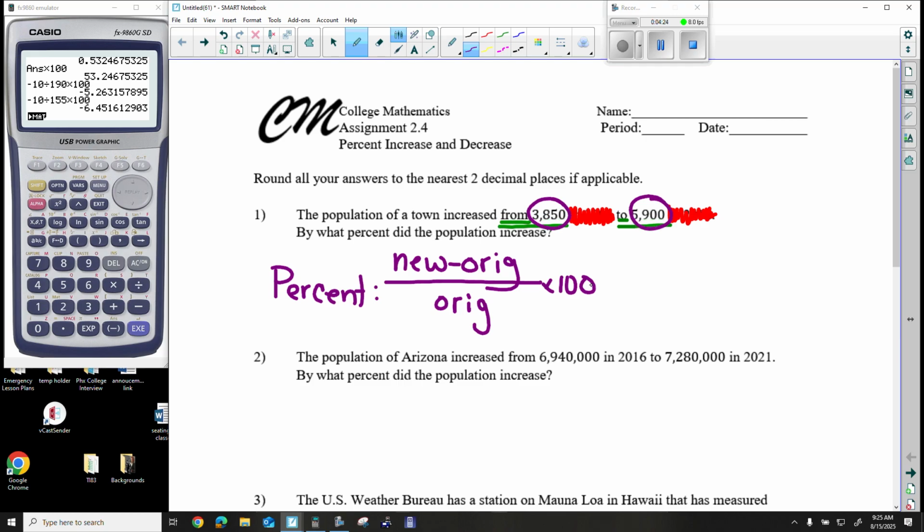So if it went from 3,850, that would be the original value. And if it goes to 5,900, that is the new value. So I go ahead and take those variables and put it into the formula that we know.